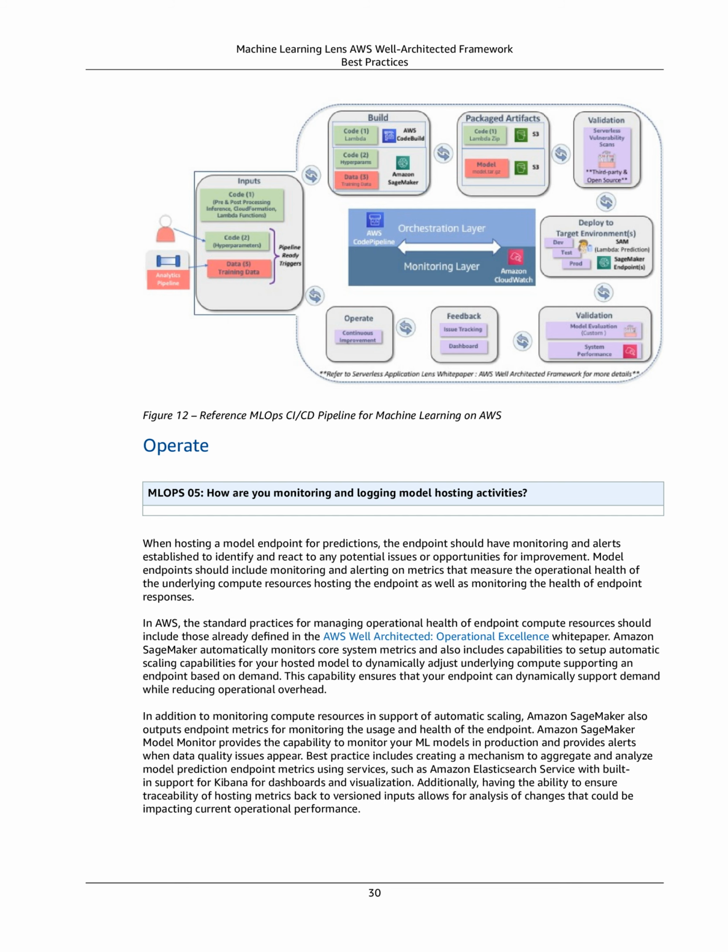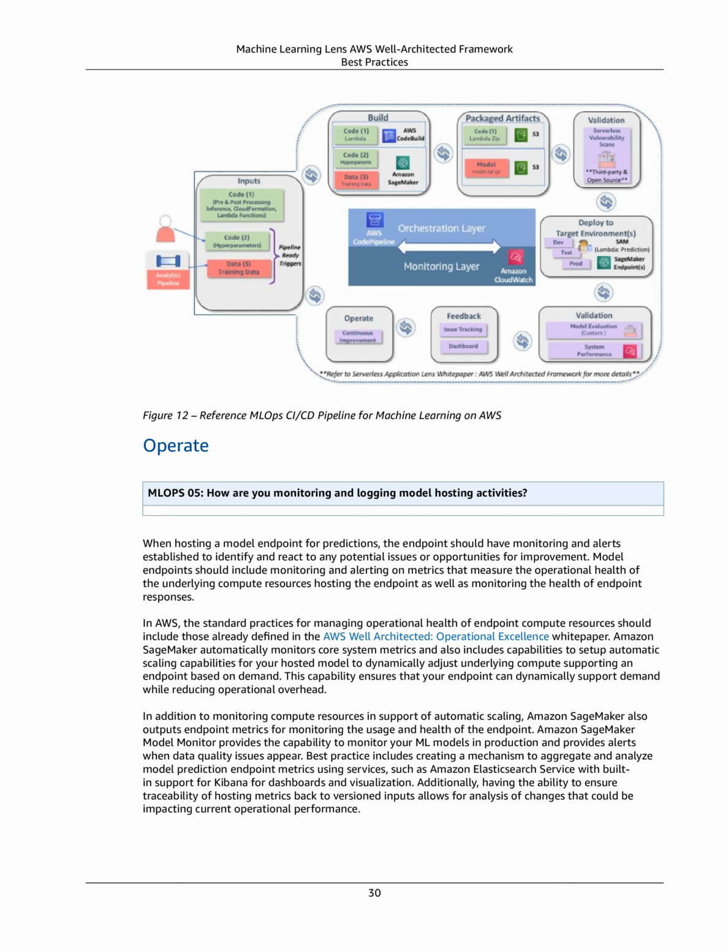Operate. MLOPS 05, how are you monitoring and logging model hosting activities? When hosting a model endpoint for predictions, the endpoint should have monitoring and alerts established to identify and react to any potential issues or opportunities for improvement. Model endpoints should include monitoring and alerting on metrics that measure the operational health of the underlying compute resources hosting the endpoint as well as monitoring the health of endpoint responses. In AWS, the standard practices for managing operational health of endpoint compute resources should include those already defined in the AWS Well-Architected Operational Excellence White Paper.